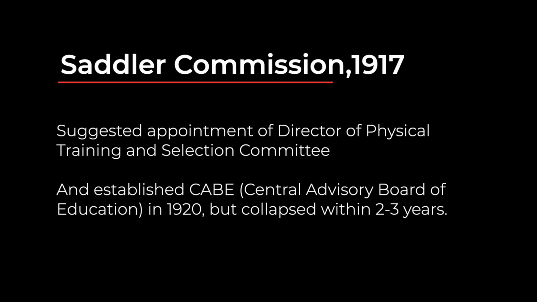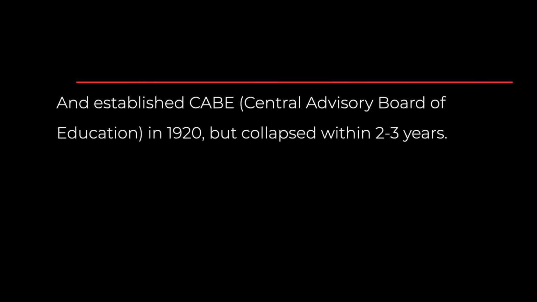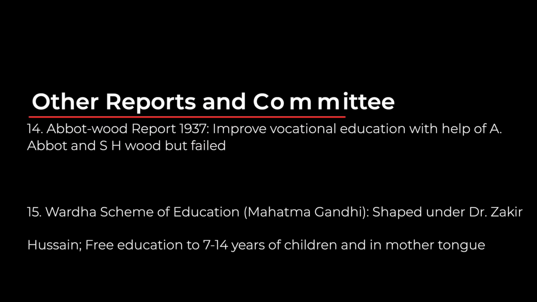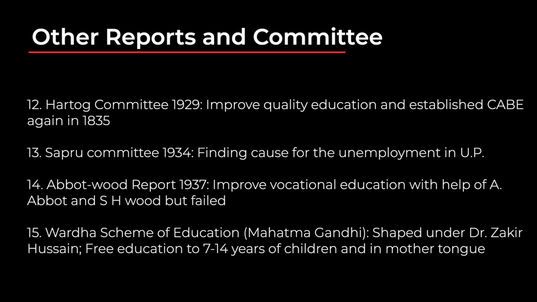This commission also established CABE, Central Advisory Board of Education, in 1920, and due to financial crisis this CABE collapsed within 2-3 years, but then again they tried to reconstruct this CABE, and they did so. Next one, we have Hartog Committee. It is basically on the improvement of quality education, and as I have just mentioned, they tried to resettle that CABE, which was settled in 1935 once again.